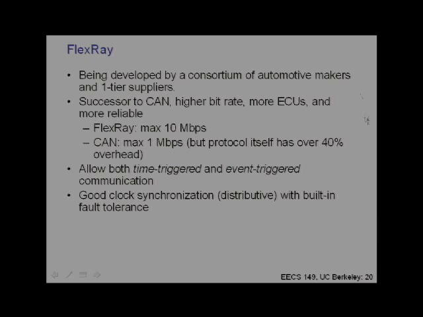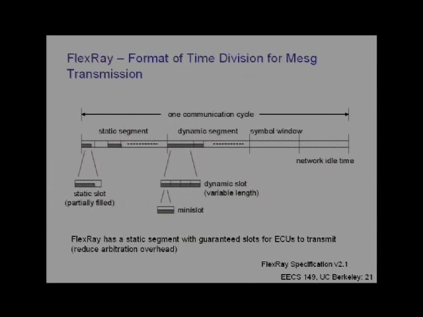So in FlexRay, they've introduced a few ideas which try to get rid of the overhead. One of these ideas is to do a form of time division multiplexing, where you divide up the overall communication cycle into slots. And there are two kinds of slots. So one is called the static segment. We have static slots and then the dynamic segment. The static segment is basically a bunch of reserved slots. So each ECU has a reserved slot where it alone can transmit on the bus, right?